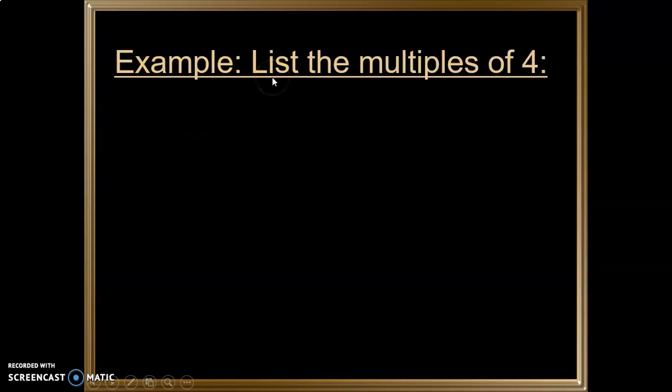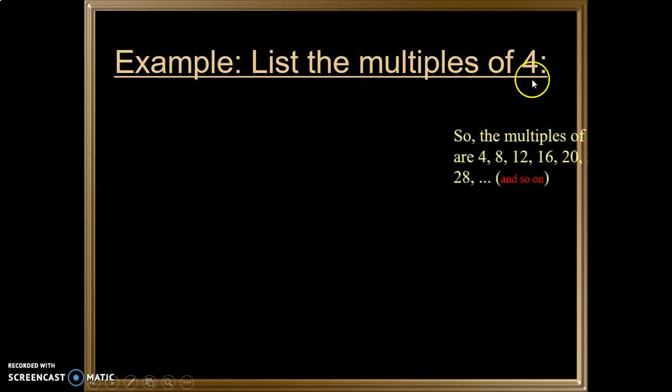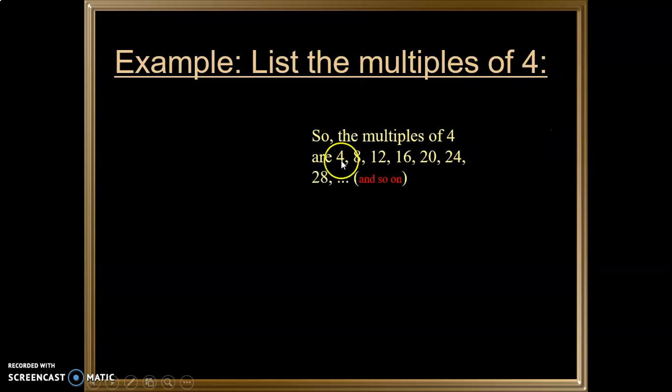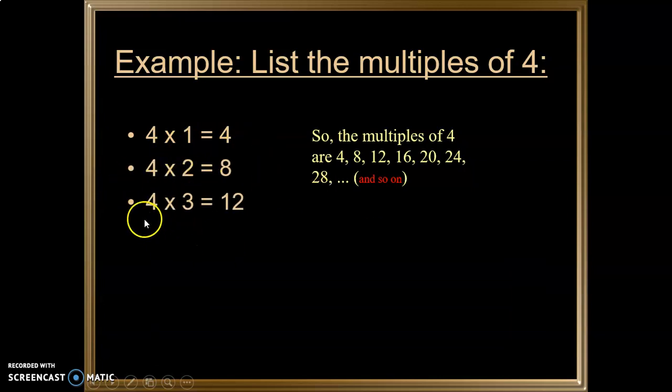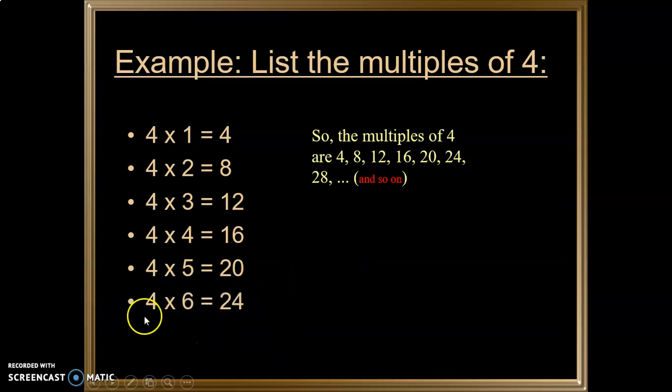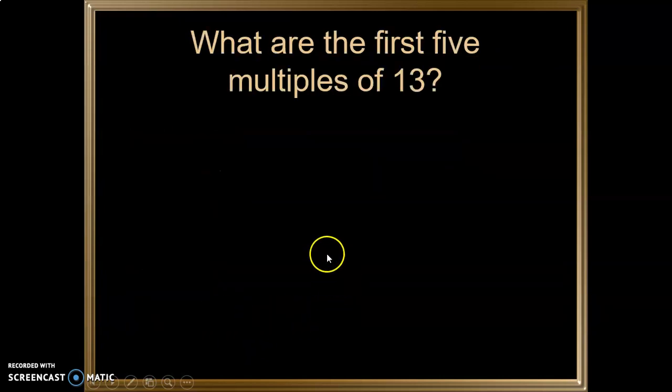Examples. List the multiples of 4. So the multiples of 4 are 4, 8, 12, 16, 20, 24, 28, and so on. For example, 4 times 1 equals 4, 4 times 2 equals 8, 4 times 3 equals 12, 4 times 4 equals 16, 4 times 5 equals 20, 4 times 6 equals 24.